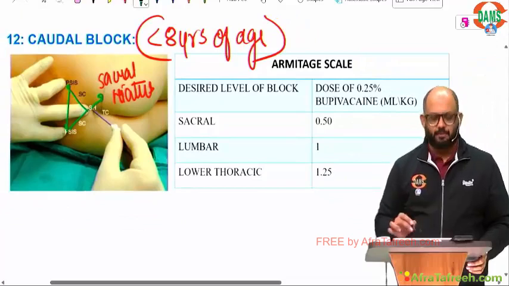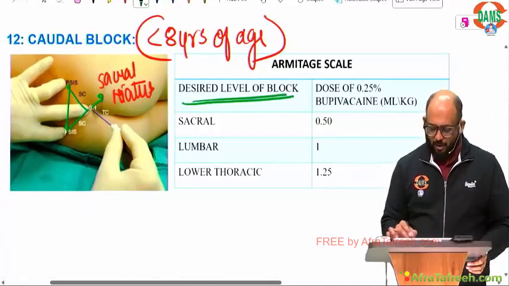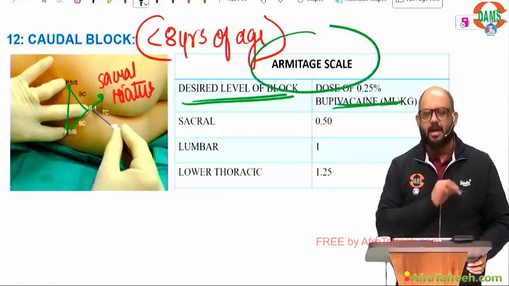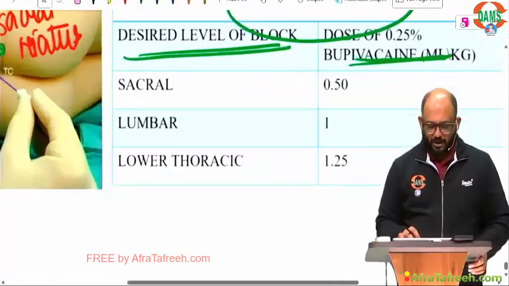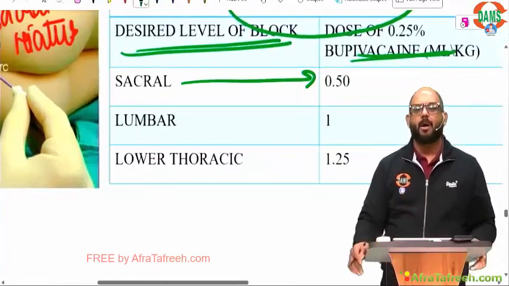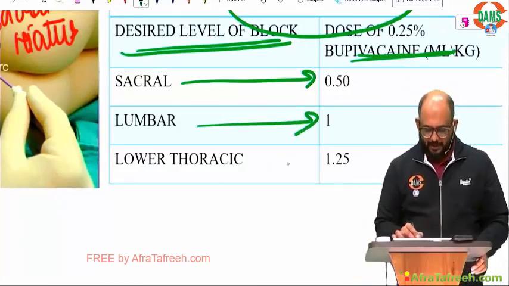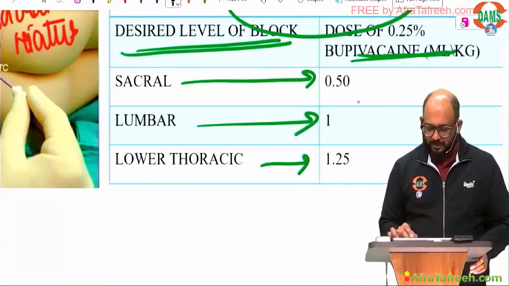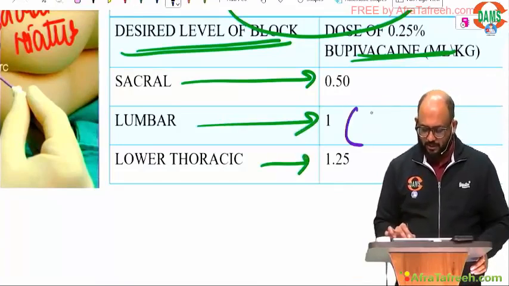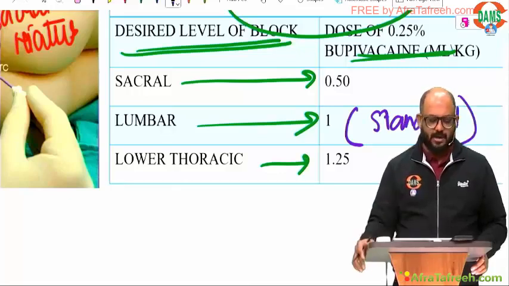The dosing is important. Desired level of the block, dose of bupivacaine. This is called the Armitage scale. So if you require only sacral segments to be blocked, 0.5 ml per kg is enough. Lumbar segments, 1 ml per kg. Lower thoracic, 1.25. If nothing is mentioned in the question, then this is considered standard dosing, 1 ml per kg.